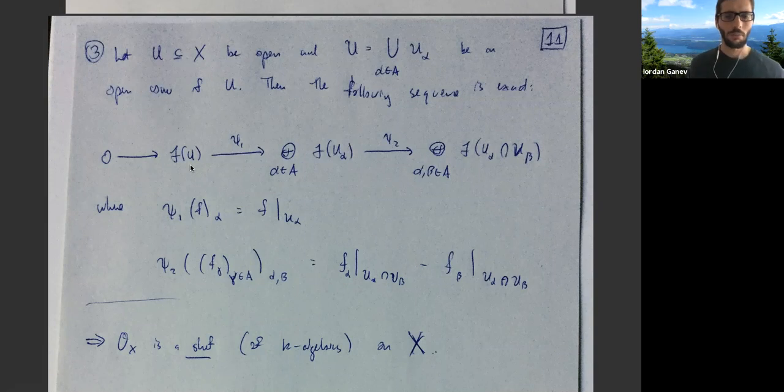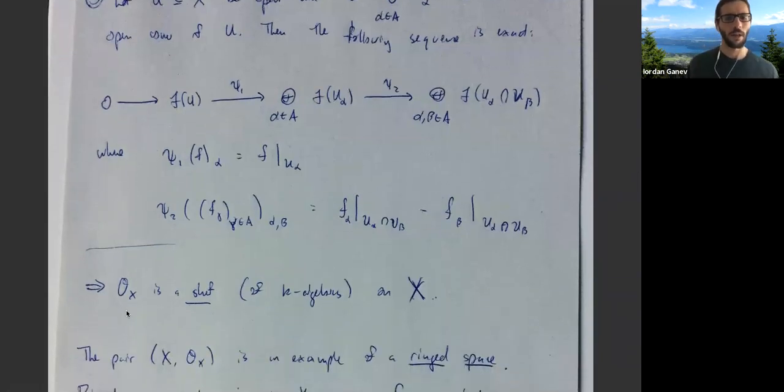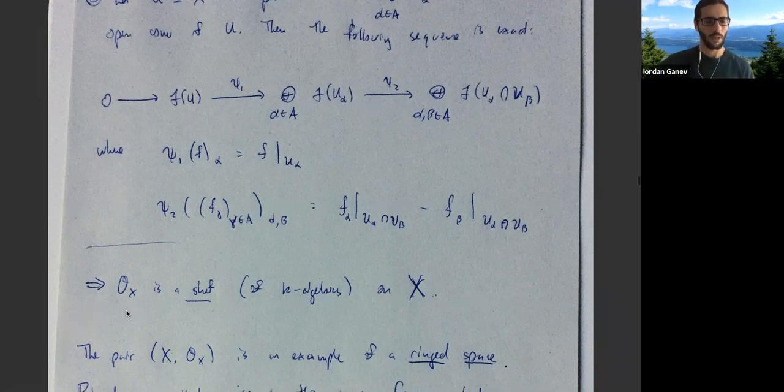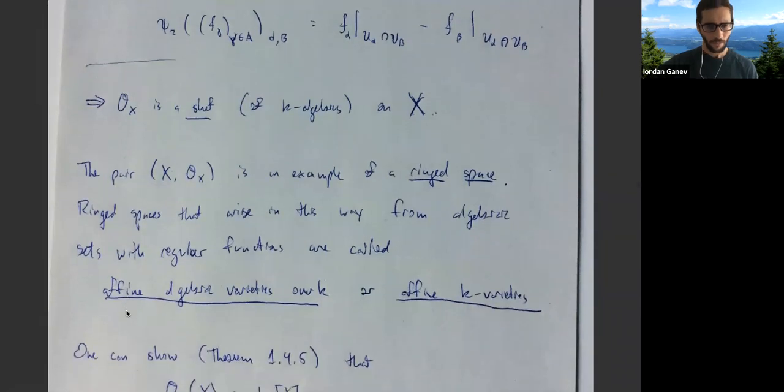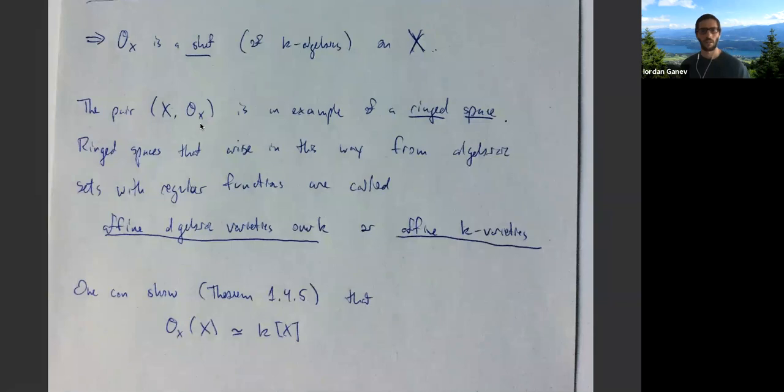Okay, let me not dwell on this too much because it's not super crucial, but this is basically checking the conditions in the definition of a sheaf. And what we get is that this O_X is a sheaf on X. So it's an assignment of a K-algebra to every open set satisfying certain properties. And then this pair, X together with this sheaf, is an example of a ringed space. The ringed spaces that arise specifically from algebraic sets with regular functions are called affine algebraic varieties over K.